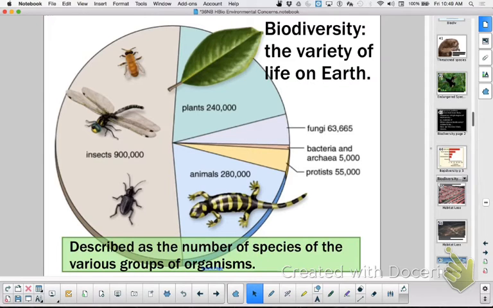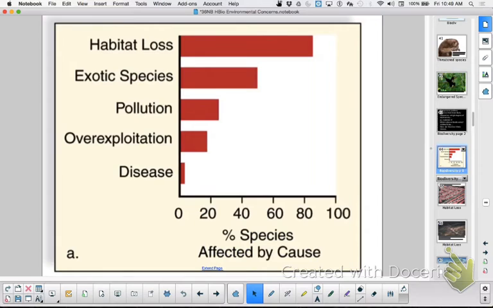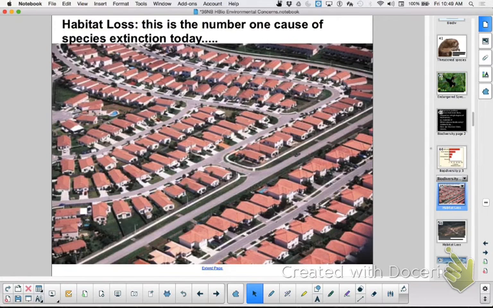Okay, I have an acronym for you on this: HBIO. Have you got all the letters? Habitat loss, exotic species or invasive species, pollution, overexploitation, and disease.